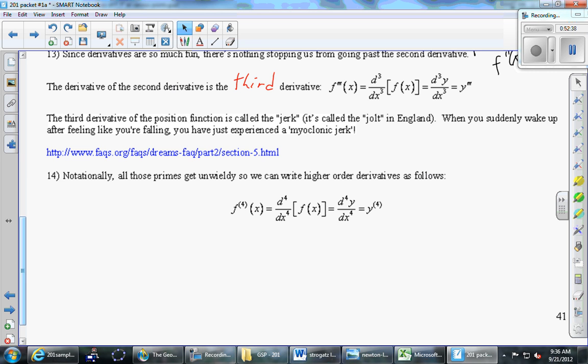Yeah, absolutely. I mean, you could do f2 to mean what? Second derivative. Yeah, it's not so common, but you could. We could do Roman numerals.